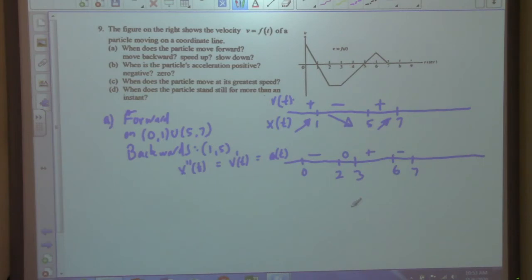All right, so now we're going to use that to ask the questions about speeding up and slowing down. When is the particle speeding up? What do you have to have for a particle to speed up? Positive. From 3 to 6? Well, no. This brings back that the velocity and acceleration have to have the same sign. So speeding up where? Something like 1 to 2.